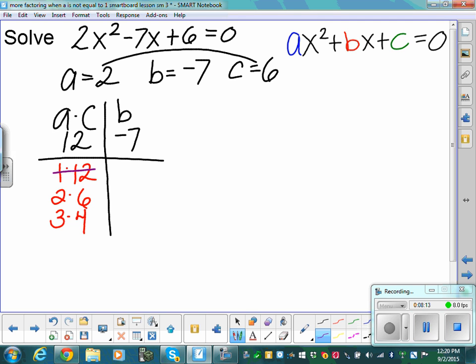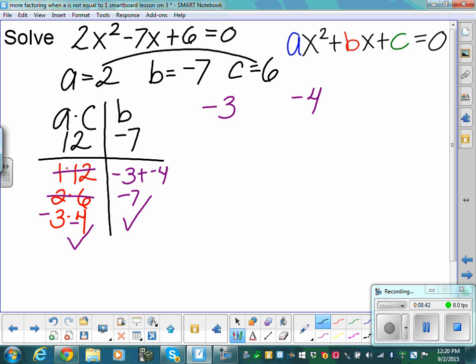1 and 12 could never add up to be negative 7. 2 and 6 could never add up to be negative 7. 3 and 4 could add up to be negative 7, but then they both have to be negative. Does that work? We have to have it work in both sides. Negative 3 times negative 4, does that equal positive 12? Yes. So we can actually use 2 negatives there. Interesting. Negative 3 plus negative 4 is truly negative 7. So check on both sides, it works. Our factors are negative 3 and negative 4.